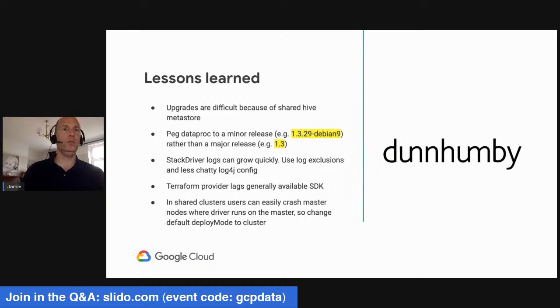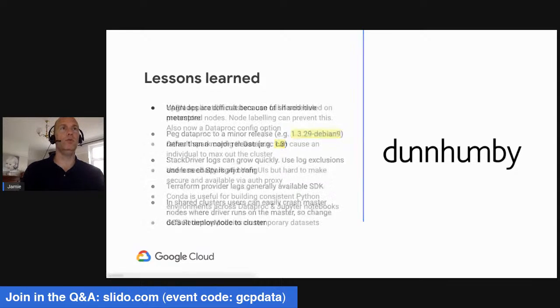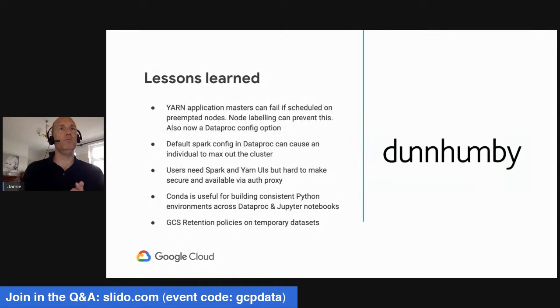In shared clusters, users can easily crash the master nodes, where the driver runs on the master. So change the default deploy mode to cluster. That's an easy thing to do. If you're familiar with Dataproc, you have a number of deployment modes, one of which is cluster, and that's one we recommend that you use. YARN application masters can fail if scheduled on preempted nodes, and node labeling can prevent this. Yes, we should never run the master of a Spark job on a preemptible node, because that node might disappear while the job is running.